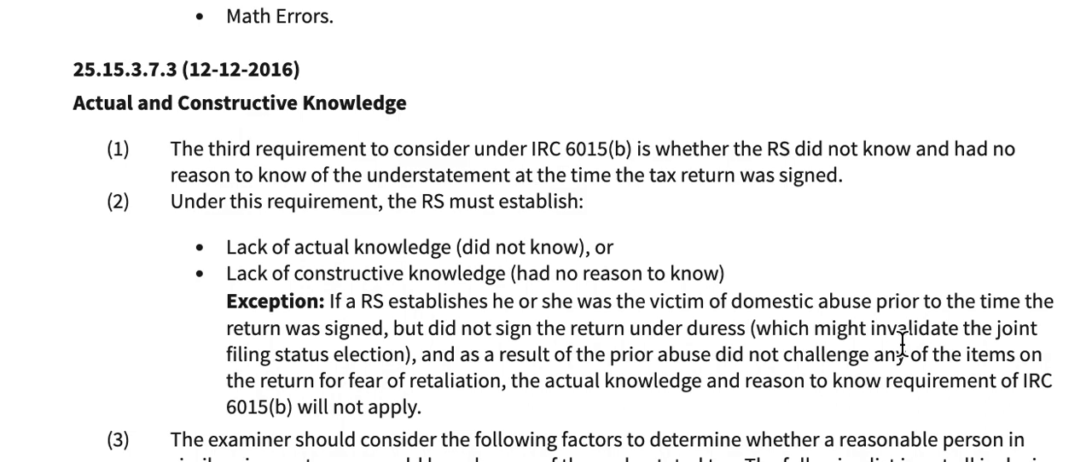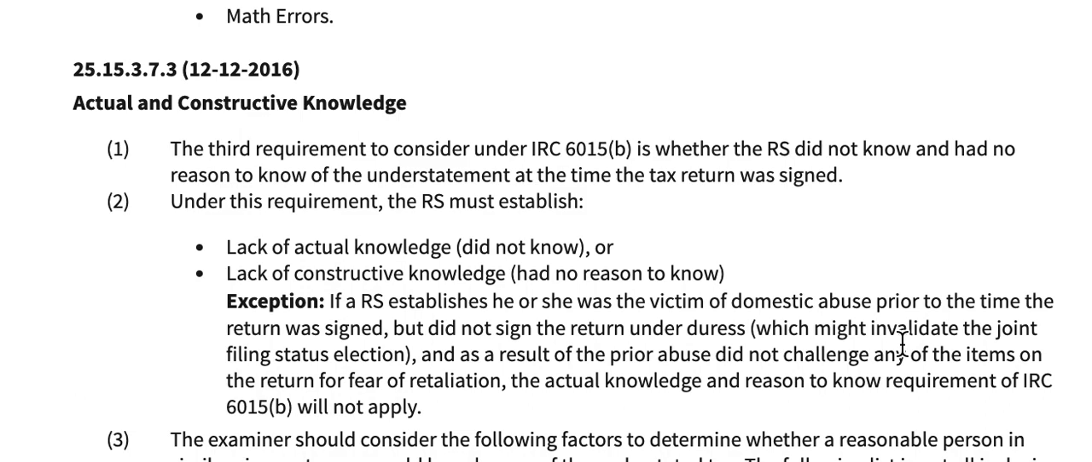So there is an exception that needs to be discussed, and it's if a spouse establishes that he or she was a victim of domestic abuse, and there are questions on this tax form to ask about domestic abuse and whether or not the IRS can talk to the requesting spouse about their situation. If they knew, but they decided not to question the tax return because of duress or fear of retaliation, then there is an exception to this actual and constructive requirement.